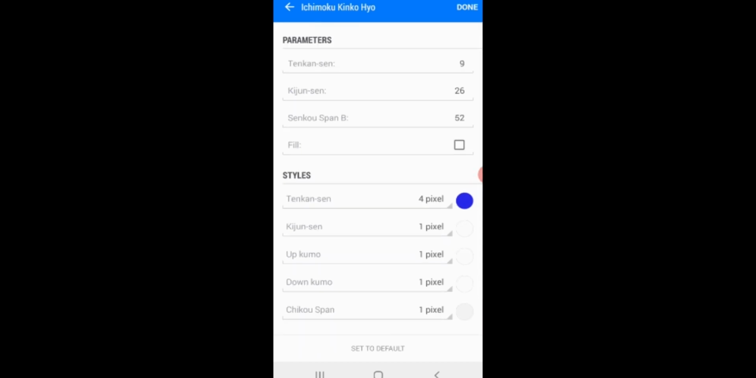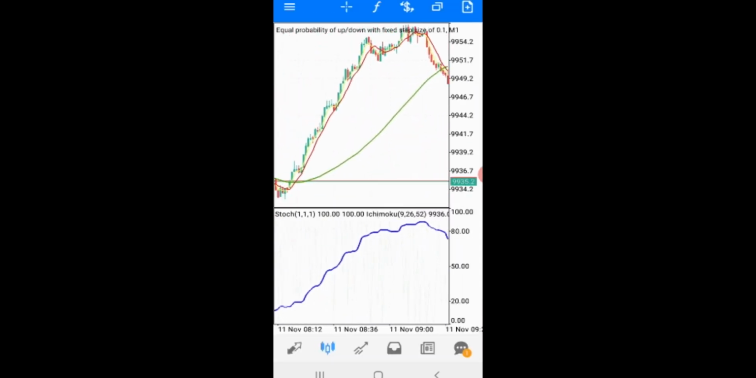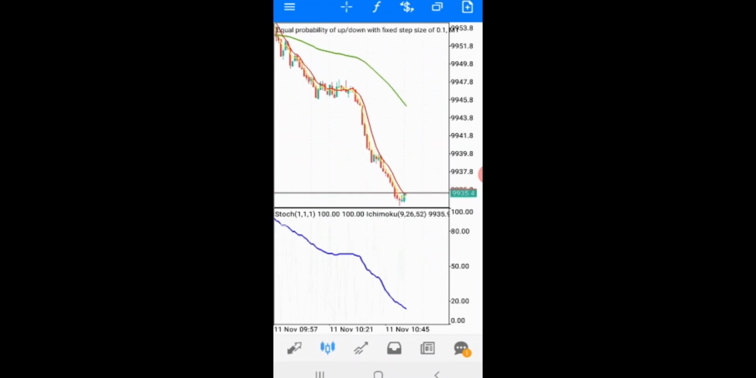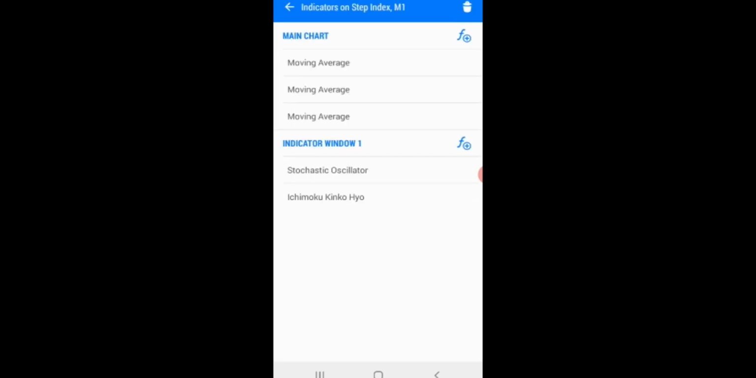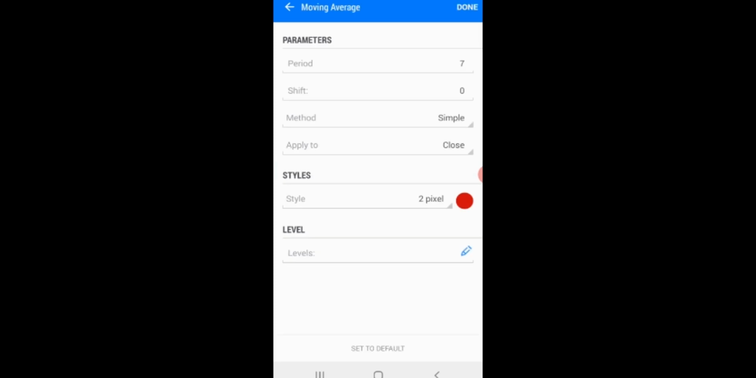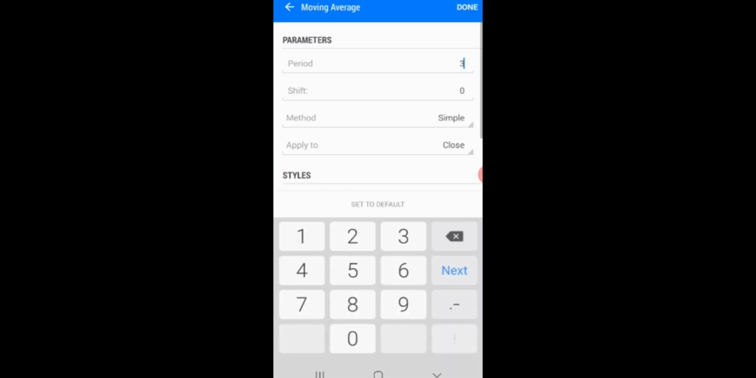So done. Now the next indicator, we'll just have to add another moving average, the last moving average. But this time it won't be on the main chart, we'll add it in indicator window 1. We'll add the moving average. The period is 3. This time the method is exponential, and then apply to previous indicator data.